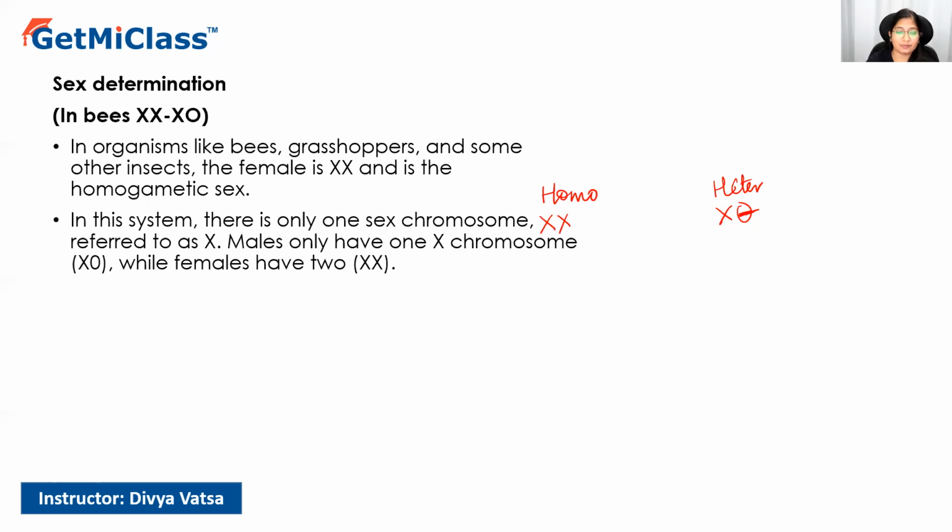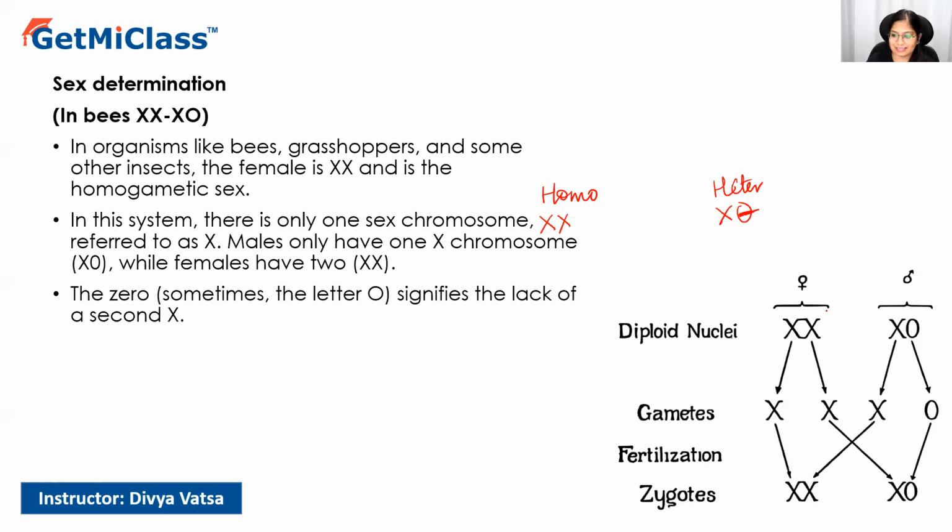In this system, there is only one sex chromosome, referred to as X. Males have only one, females will have two. So here we can see the case of the bee, the XX-XO system. The O in the XO system signifies the lack of a second X.